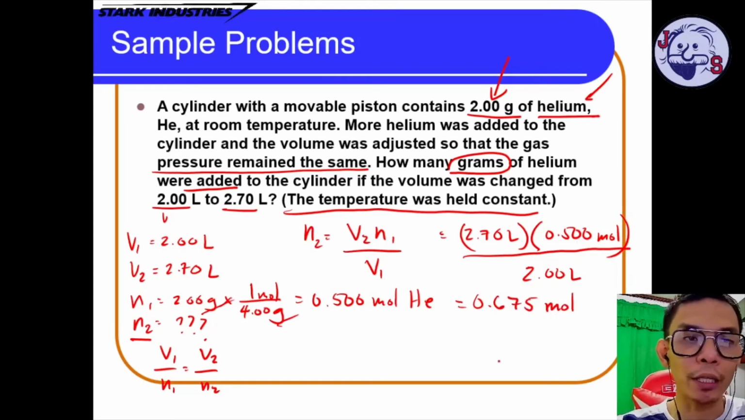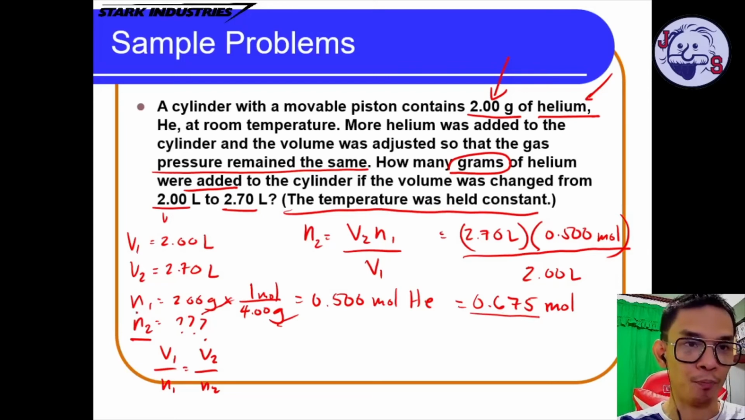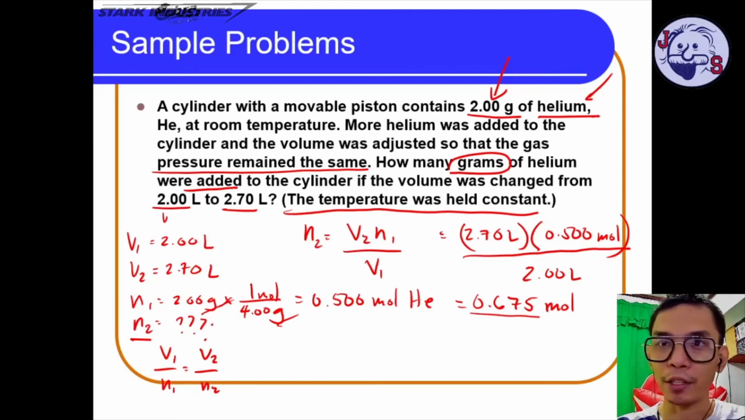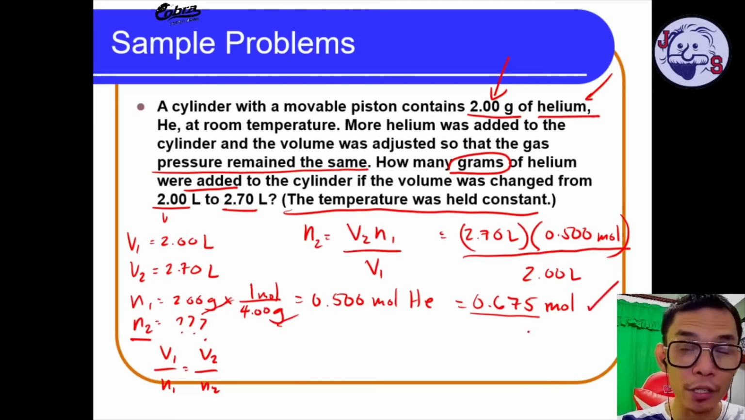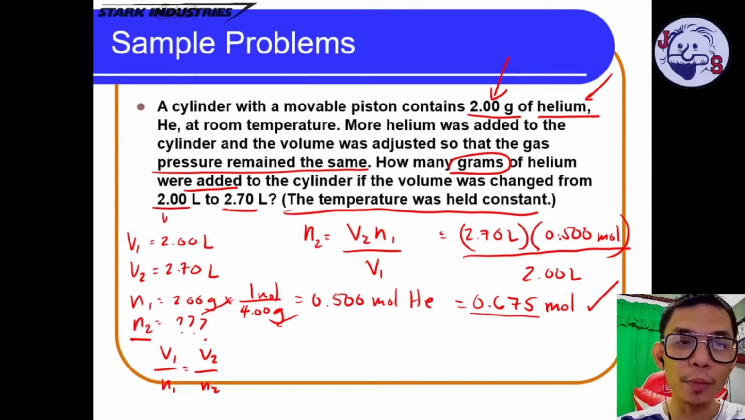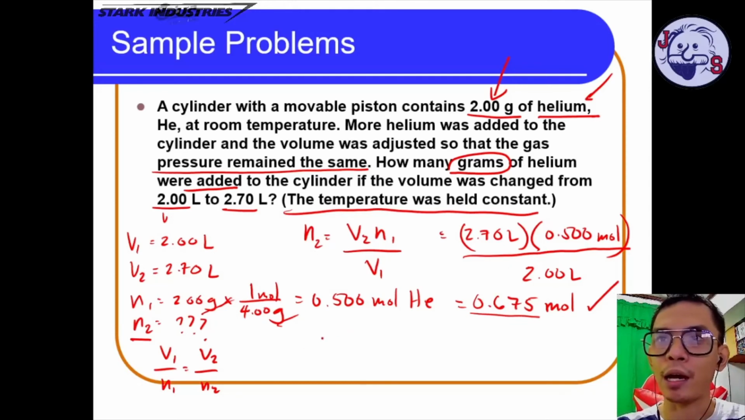But before we convert it into grams, let's take a look at our answer. Is our answer greater than N1? Then, definitely, we are correct. It should be greater than because directly proportional. So volume is directly proportional to the amount of gas. So we are correct. Now we can change this one into grams by doing it in the conversion factor.